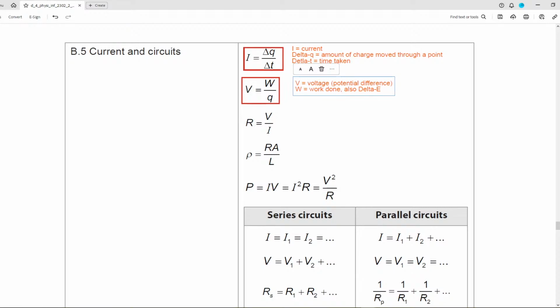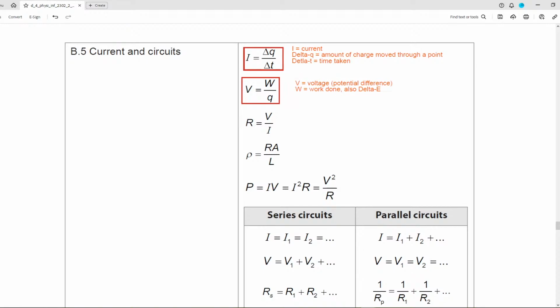We actually talk about delta E as changing potential energy, how much potential energy is gained or lost. But here we'll just say how much energy is done by whatever the circuit is. And Q is charge. So for each charge, how much work each charge is doing. That's voltage, or potential difference.